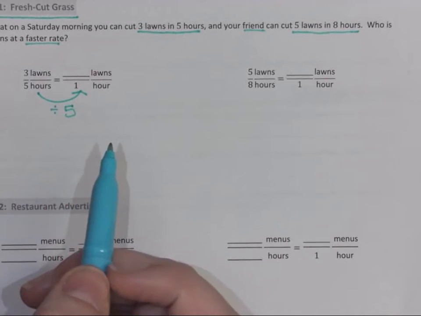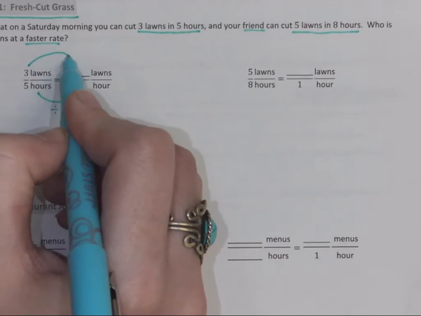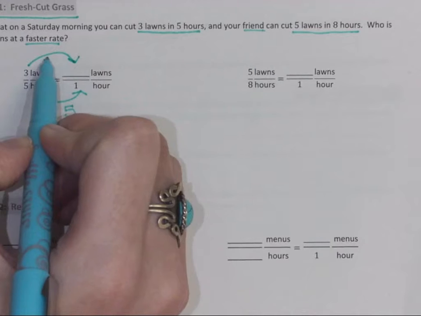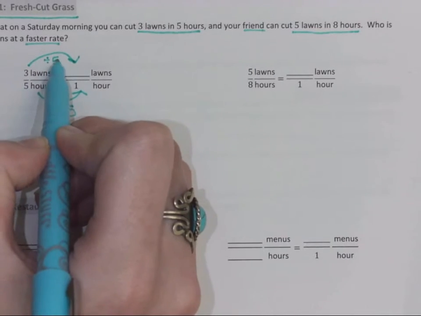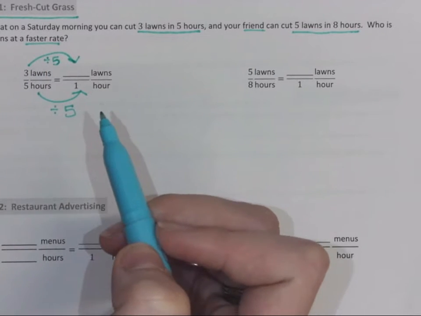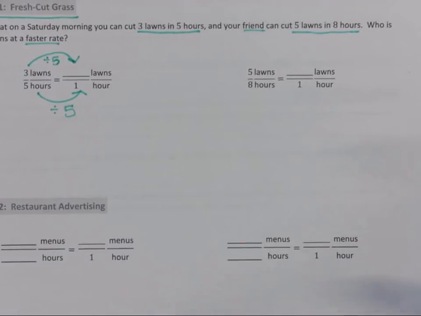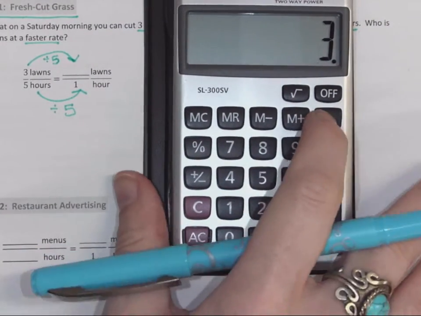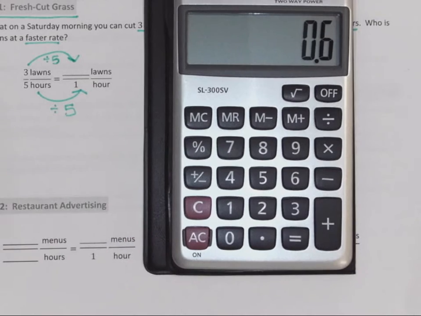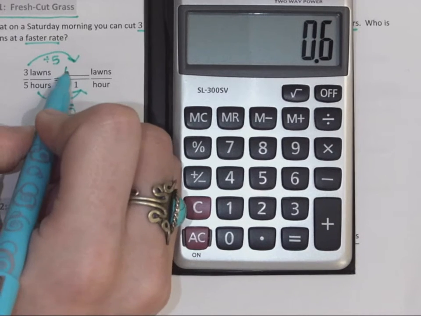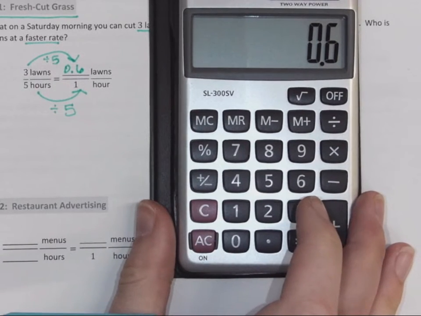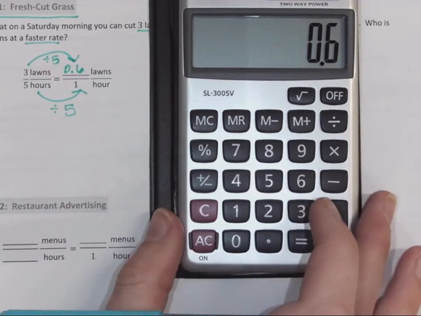Right? So what do we have to do to the top, Dewey? Divide by 5. Yeah, same thing, divide by 5. Have to do the same thing to both sides. And we can use our calculator because we know we're not going to get a whole number. 3 divided by 5, and you get 0.6. In 1 hour, I can cut 0.6 lawns.